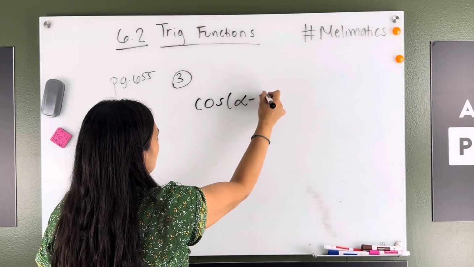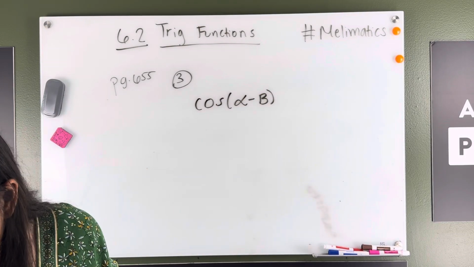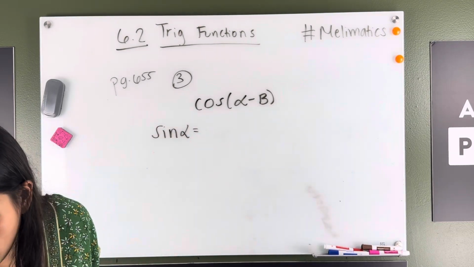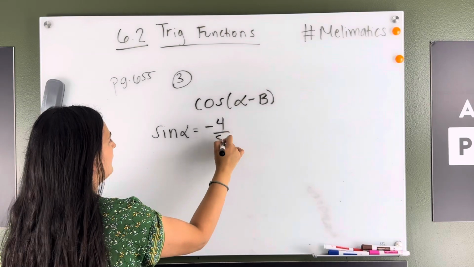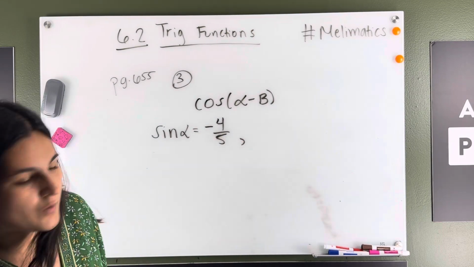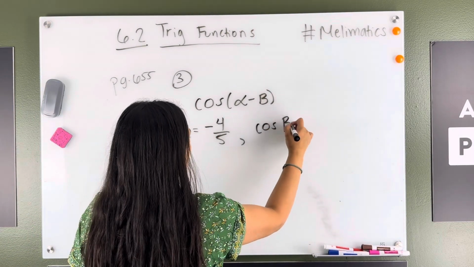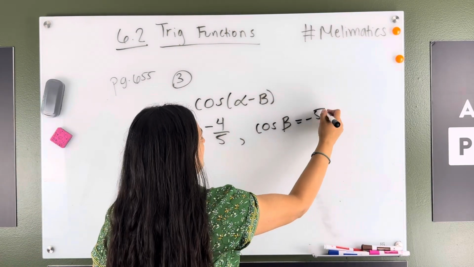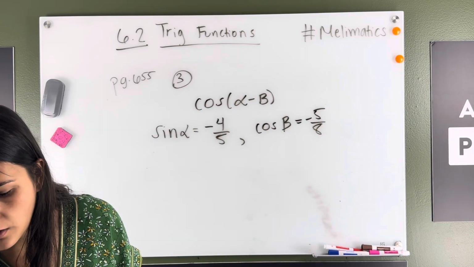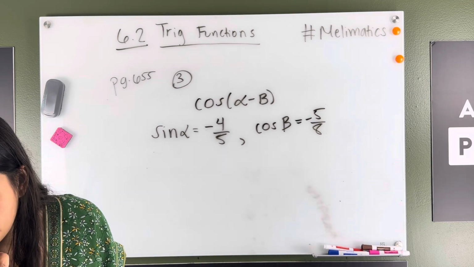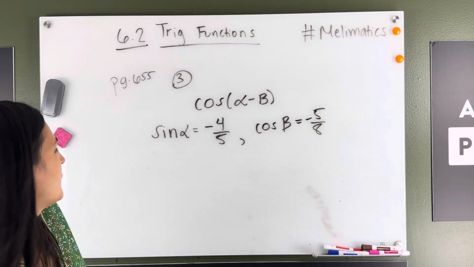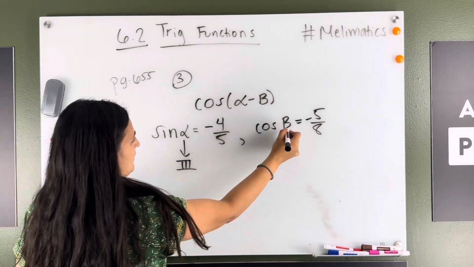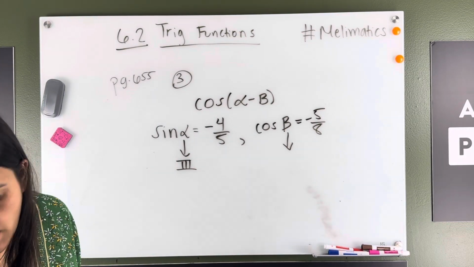Find cosine of alpha minus beta, given that the sine of alpha is negative 4 over 5 and the cosine of beta is negative 5 over 8. Alpha is in the third quadrant and beta is in the second quadrant.